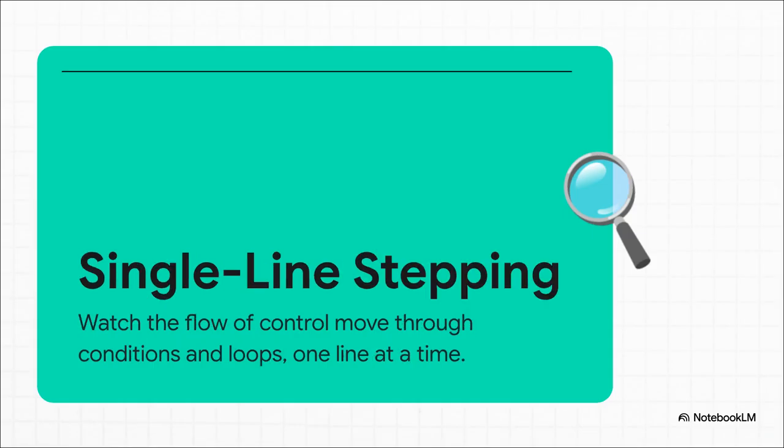Okay, so your breakpoint hits. Now you get to play detective. With single line stepping, you literally walk through your code one line at a time. You watch exactly which path it takes. Does it go into the if block or the else block? Does it enter the loop? This is how you catch the code red-handed, right when it makes a wrong turn.